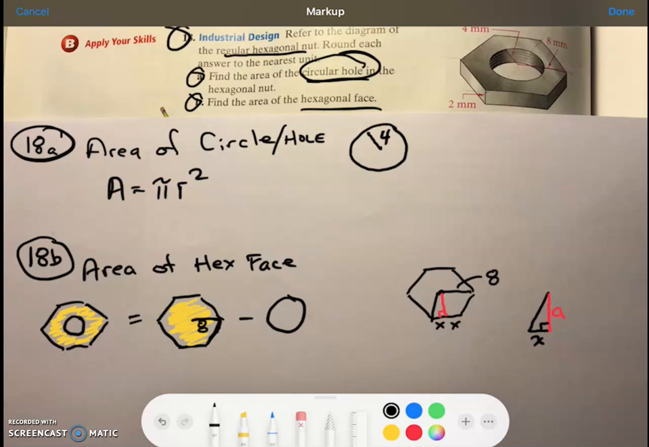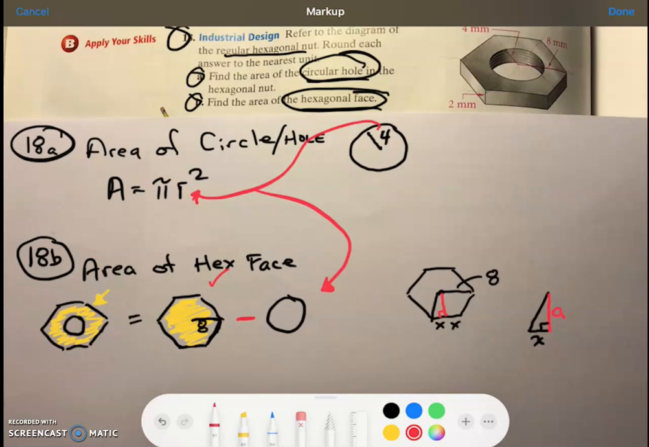So I kind of drew that already. And then, of course, area of a circle is pi r squared. So you just put a 4 there and then crunch that out for the area of the circle. Part 18b, the hexagonal face. Now they're talking about this part here in yellow. And you want to basically figure out the entire area of the hexagon and then minus out the area of the circle, which you will already get from part A. So you got to figure out the area of the hexagon first, then minus out part A, the area of the circle.